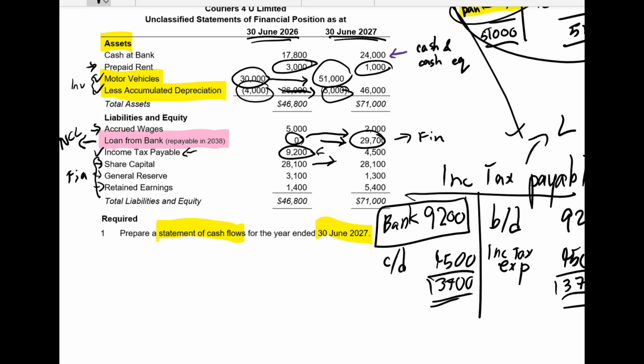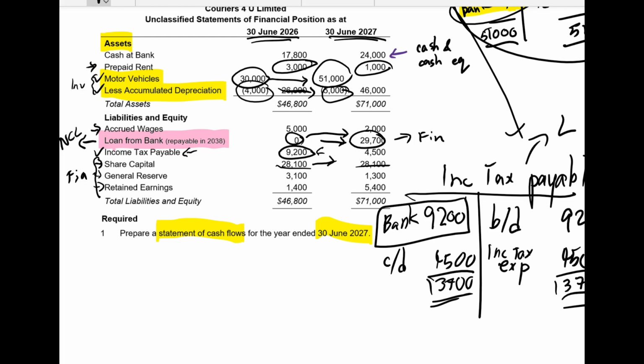Okay. Last year it was 28,100. This year it was the same, which means that there is no share issuance. So there's no changes in your share capital, meaning that there's no share issuance. So there's no money coming in or out from the company. So we can just ignore this.